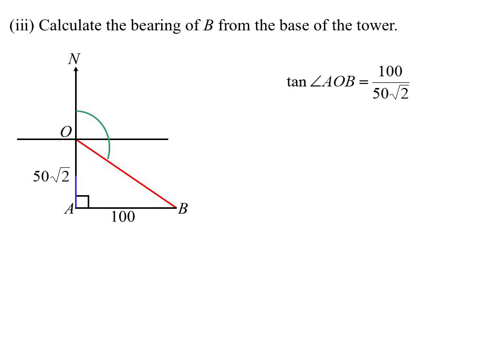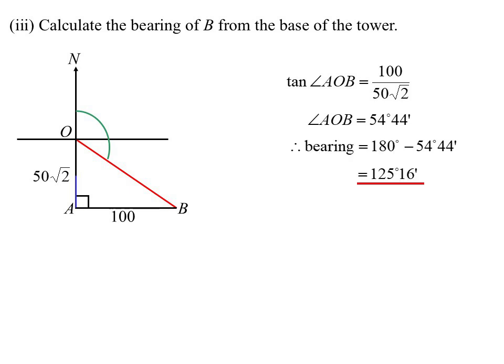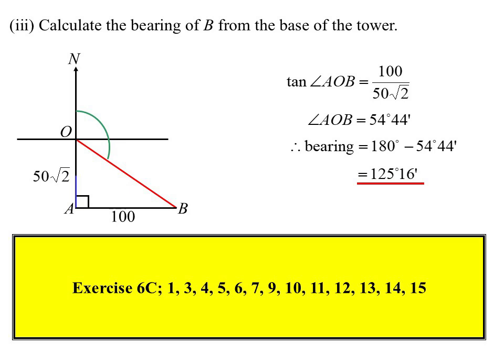Simple trig. 100 over 50 root 2. We get 54 degrees 44 minutes. Therefore my bearing, 125.16 is our bearing on that one. So all sorts of trig problems, but now we're dealing with things in 3 dimensions.